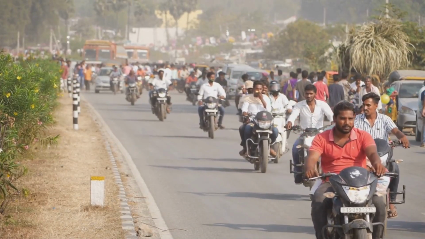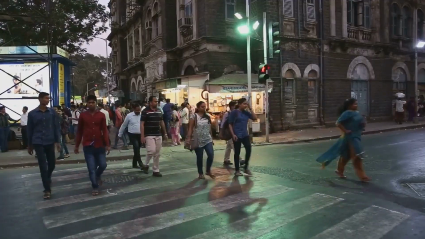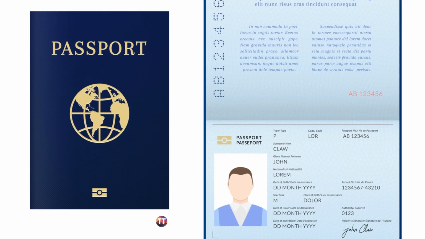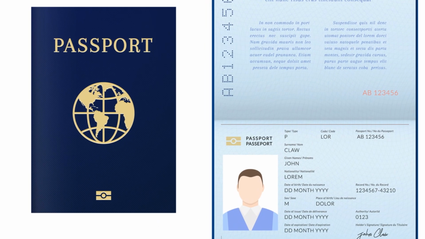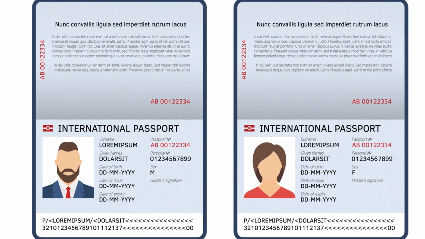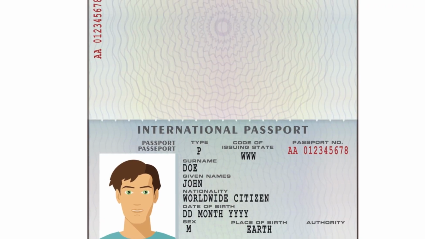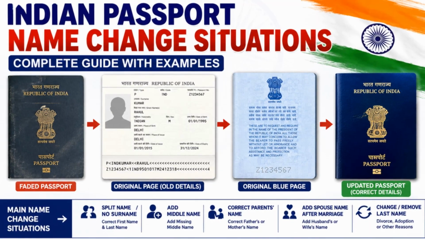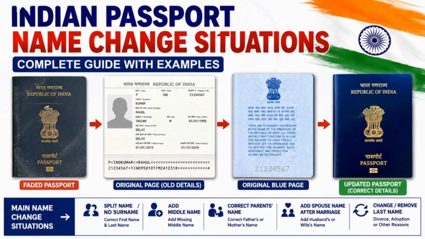Did you know that hundreds of Indian passport holders have incorrect or incomplete names in their passports? Maybe your entire name is printed in the given name field. Maybe there's no surname. Maybe you got married, divorced, adopted, or you simply want to correct your father's or mother's name. In this video, I'll explain all the common situations where you may need to change or correct your name in your Indian passport and how to do it correctly.